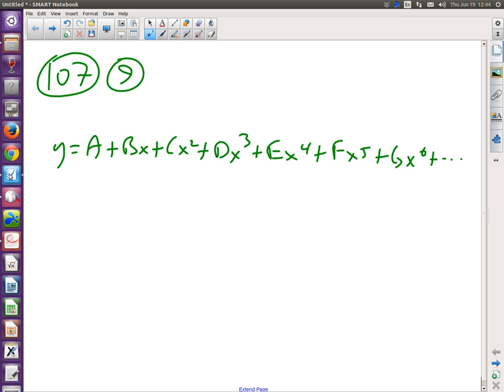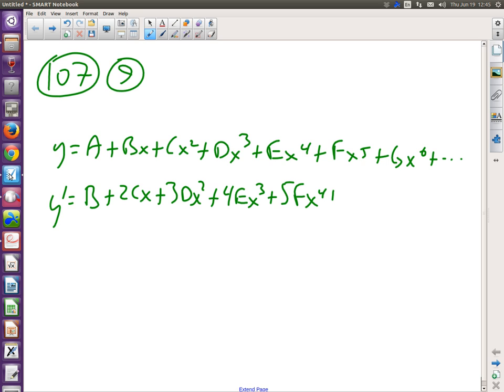All right, so let's see. They want y double prime to equal the opposite of this. Alrighty, so what's y prime? Well, as before, b plus 2cx plus 3dx squared plus 4ex cubed plus 5fx to the fourth plus 6gx to the fifth. Forever, infinite series. Infinite MacLaurin series or Taylor series approximation near 0. And I need y double prime, really.